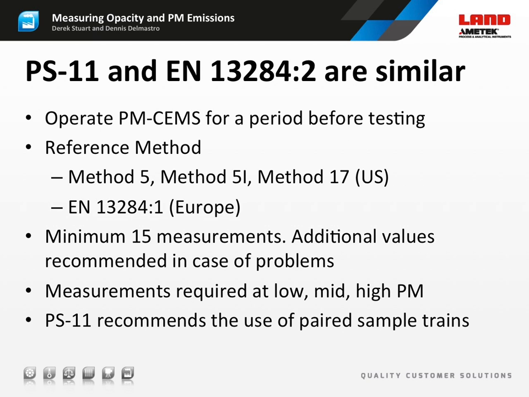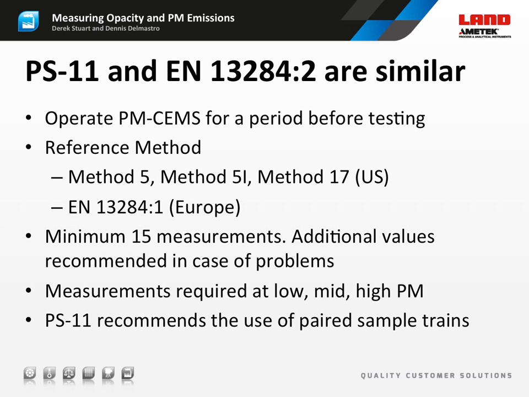The main standards for the correlation test are US EPA Performance Specification 11, or PS11, and European Standard EN 13284 Part 2. As you might expect, PS11 is used in the US, and EN 13284 is used in Europe. However, they're broadly similar. The key points are that the PM-CEMS should be operated for a period before the correlation test. This is important. The test is expensive, so you need to be confident that the instrument is operating correctly before you start. A minimum of 15 data points are needed.